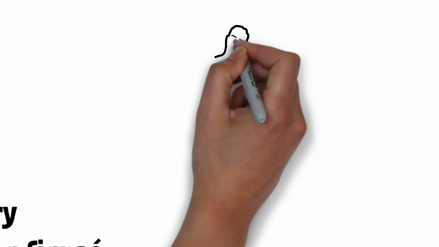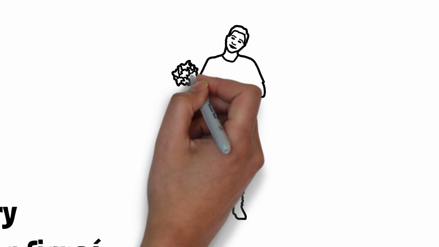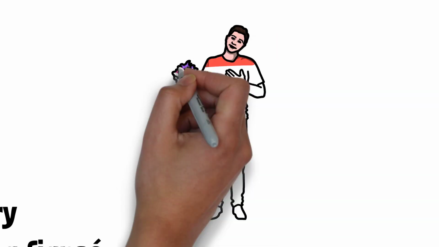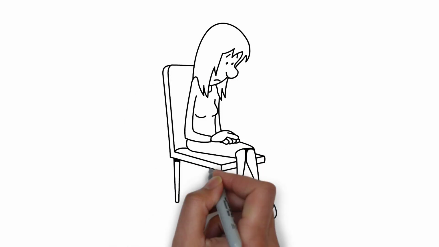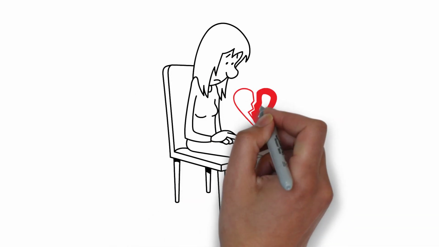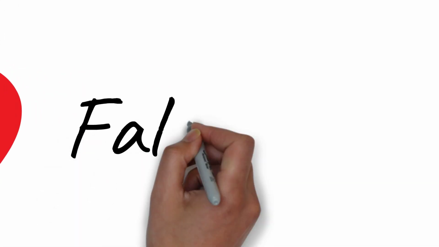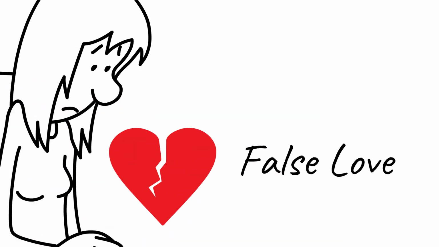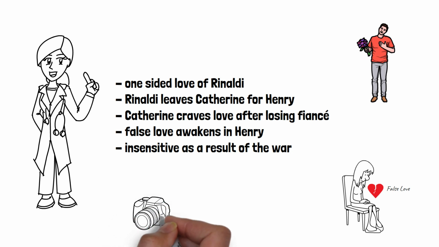Rinaldi, on the other hand, quickly vanishes from the picture as Catherine and Henry engage in an intense game of seduction. Catherine, who has recently lost her fiancé, craves love so much that she will settle for the illusion of it. Her false love awakens in Henry, who has become coldly disconnected and insensitive as a result of the war, a craving for emotional engagement.